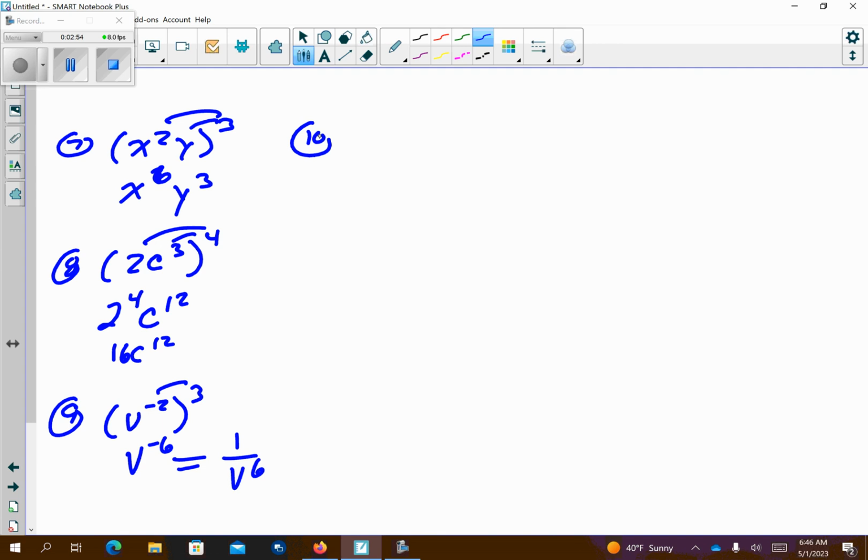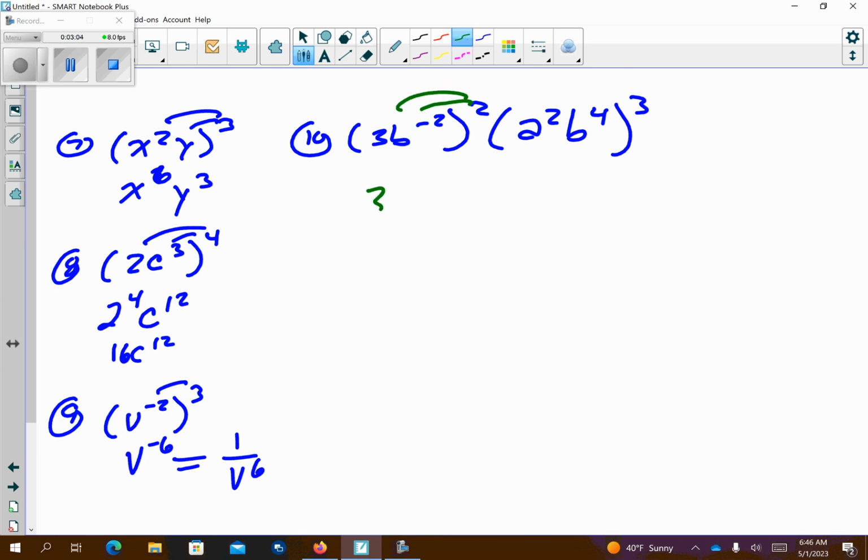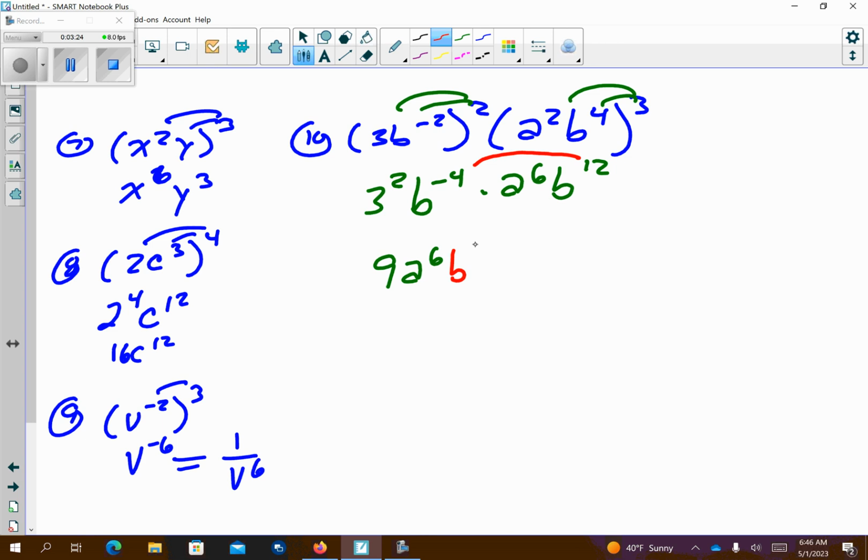Number 10, I get 3b to the -2 squared, a squared b to the 4th to the third. So I'm going to distribute that here and here, so I get 3 squared b to the -4, distribute here and here, times a to the 6th b to the 12th. Okay, so 3 squared is 9. Now, you can move this down if you want, but I have a to the 6th, but if I add these right now, -4 plus 12 is 8.